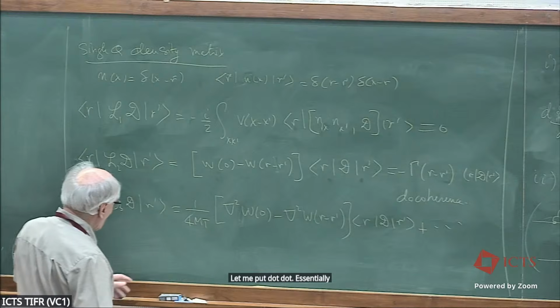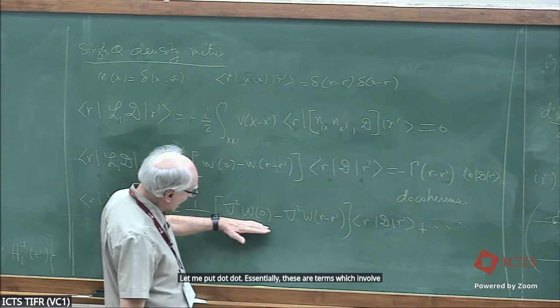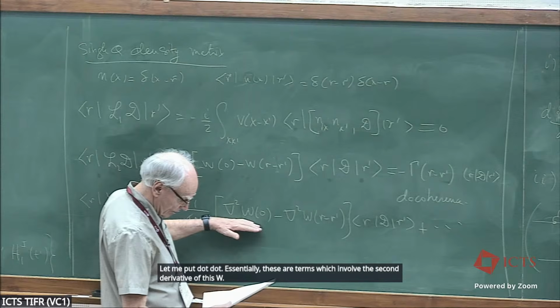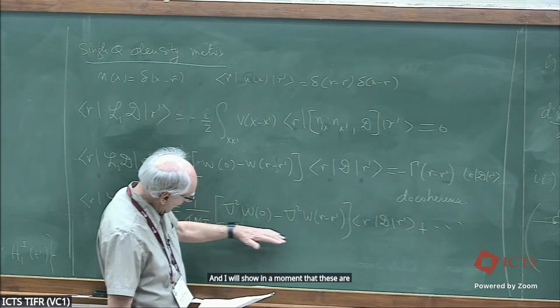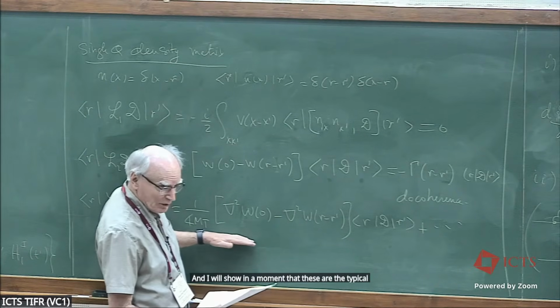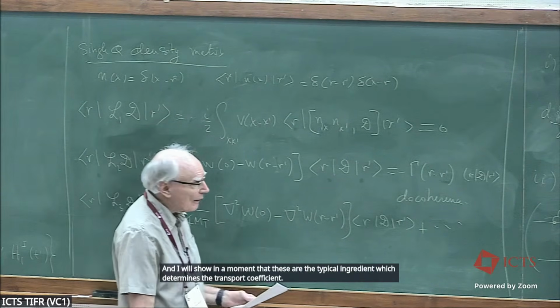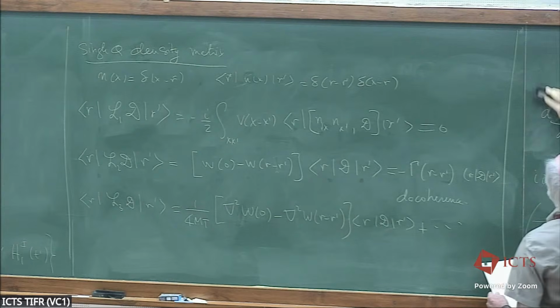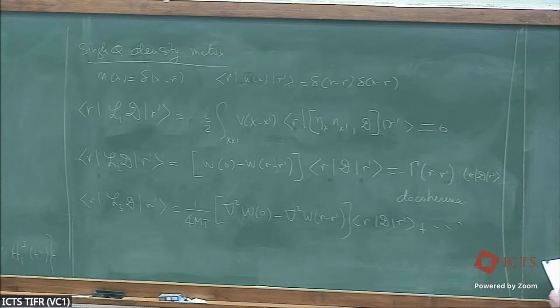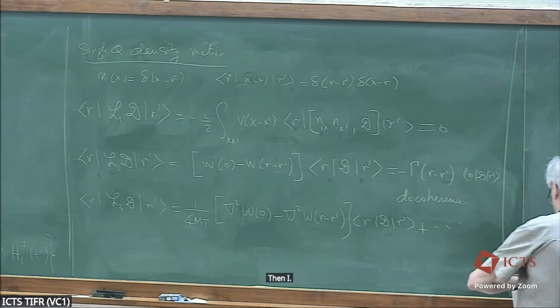Essentially, these are terms which involve the second derivative of this W. And I will show in a moment that these are the typical ingredient which determine the transport coefficient. Okay? So let me try to do that, then I show the results.